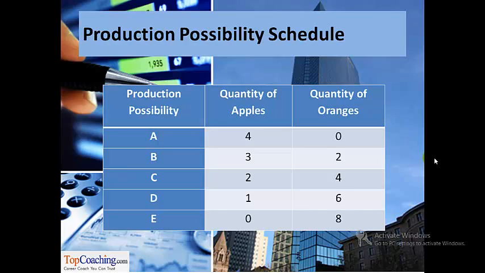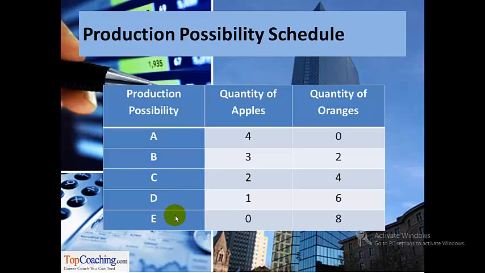Therefore, to simplify, let's take an example and assume there are only two goods to be produced with the help of the available resources: apples and oranges. Now in this schedule, A and E are possibilities where the economy produces either 100% apples or 100% oranges alone. But the production possibility assumes the production of two goods in different combinations.